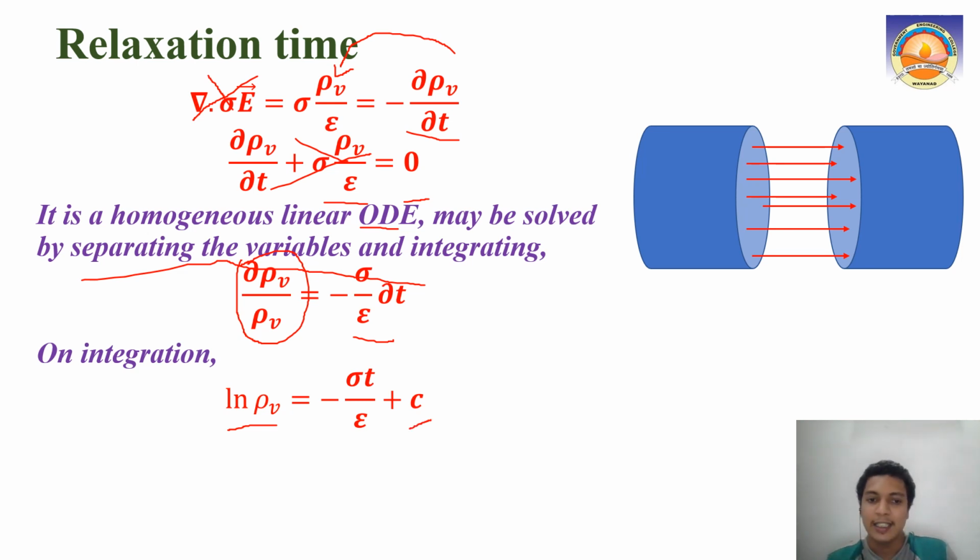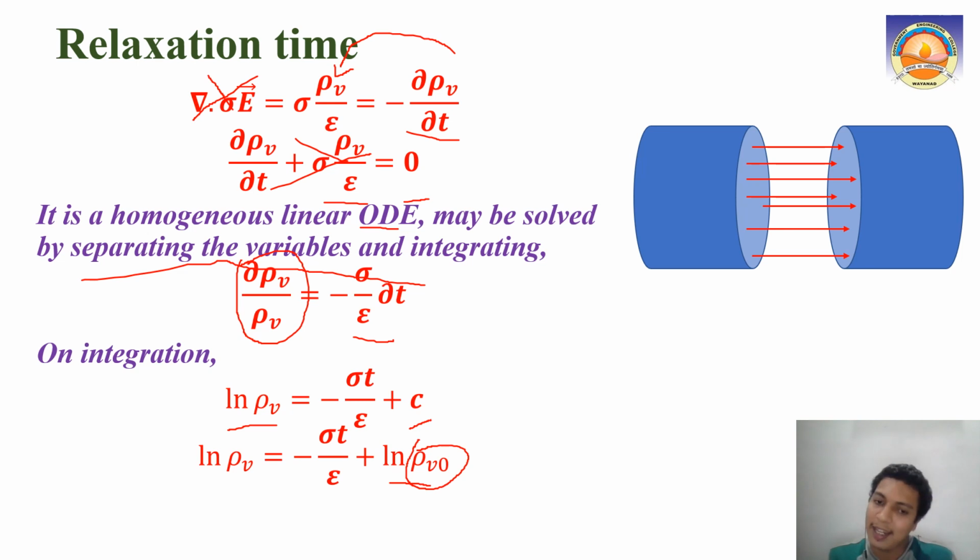Since we have ln rho V on this side, when we want the equation for rho V, in order to simplify it, we can take the constant of integration as what? Ln rho V0, where I will consider rho V0 as another constant. This ln rho V0 is the volume charge density whenever time t equals 0, right? That is what we do in integration, the initial volume charge density.